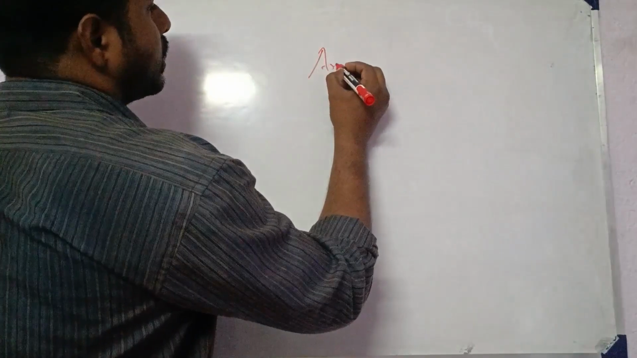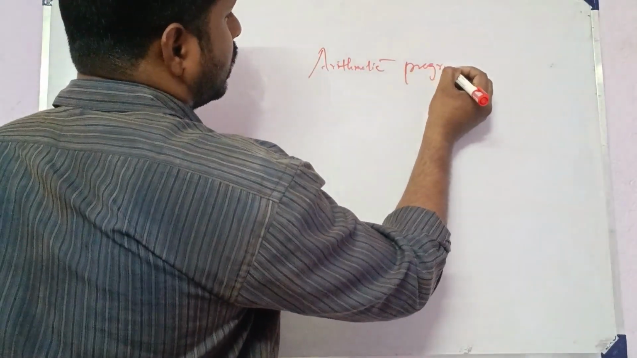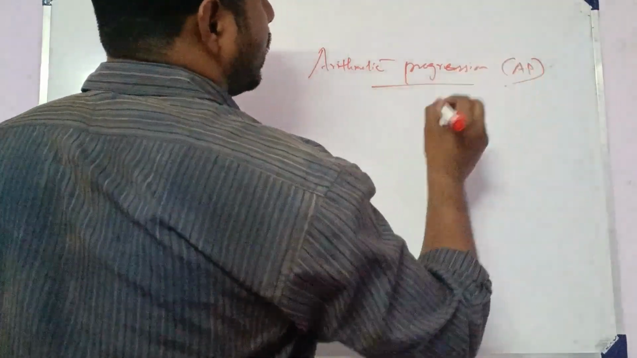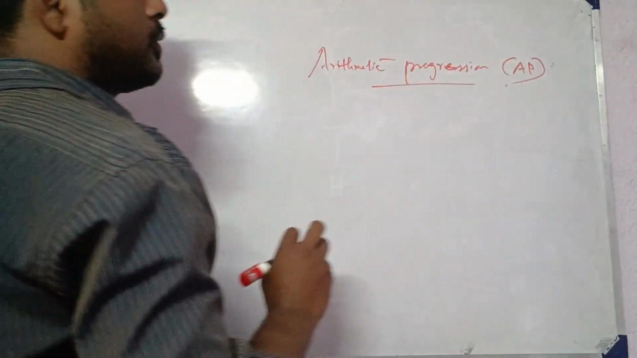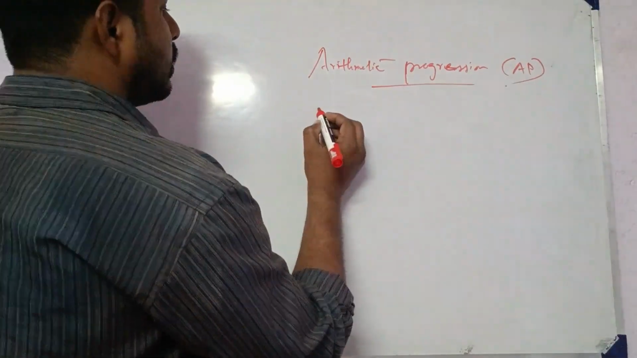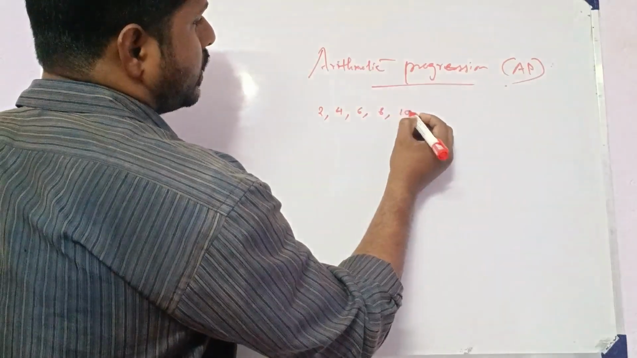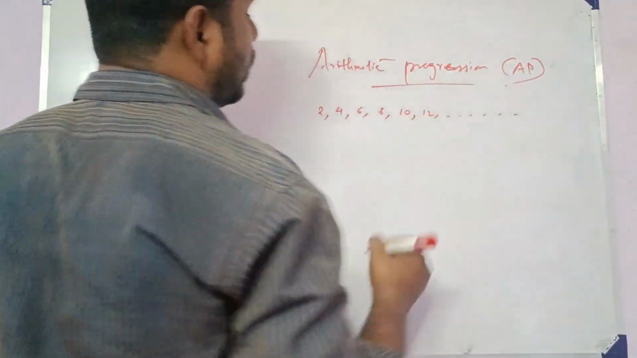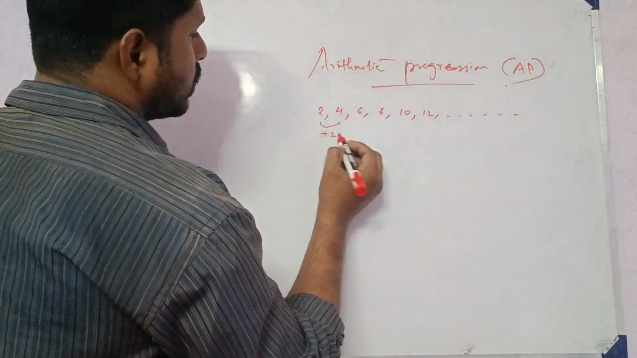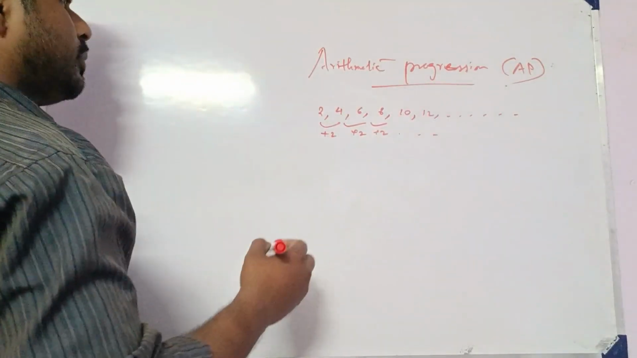So arithmetic progression, in short it is called AP. That's a special kind of sequence having a pattern. Let me show you. Suppose there is a sequence 2, 4, 6, 8, 10, 12 and so on. In this sequence you see 2 plus 2 is 4, 4 plus 2 is 6, 6 plus 2 is 8, and it goes on.